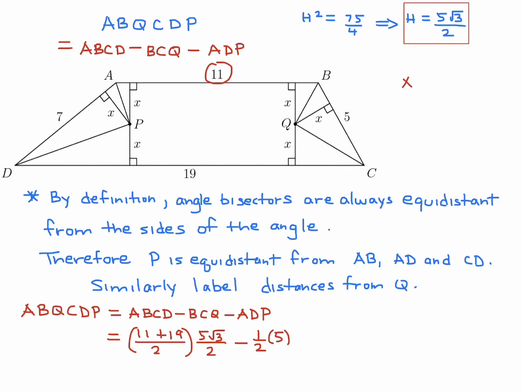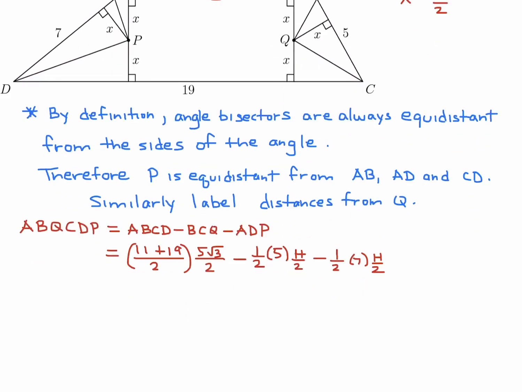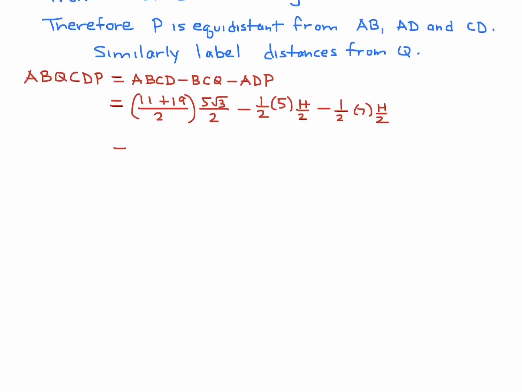Now x is h over 2, right? If you look at that diagram, you'll be able to notice that. So I'll just put h over 2 right there. And then similarly, ADP, which is right here, that's also 1/2 base times height. The base is 7, and the height is x, which is h over 2. So there we go. This is what we are going to solve.